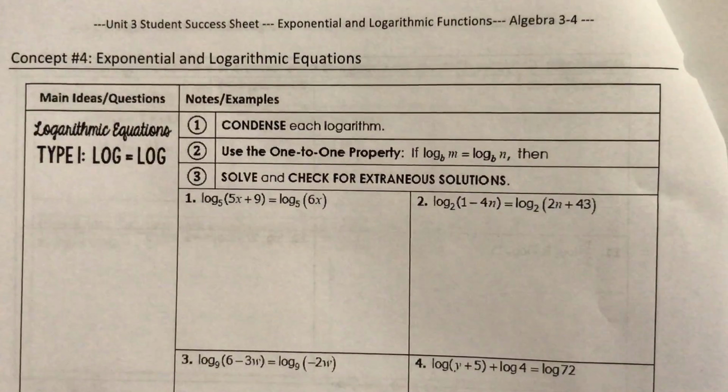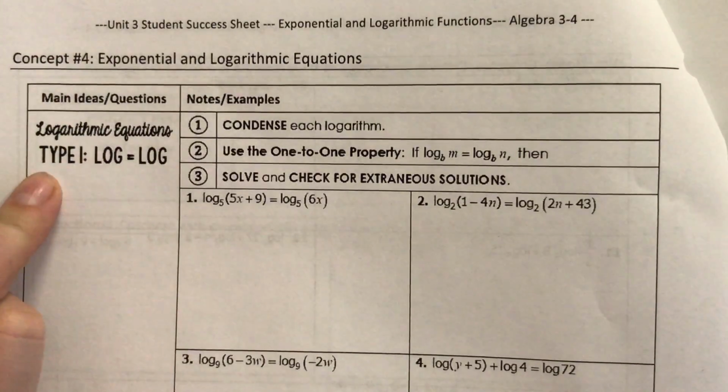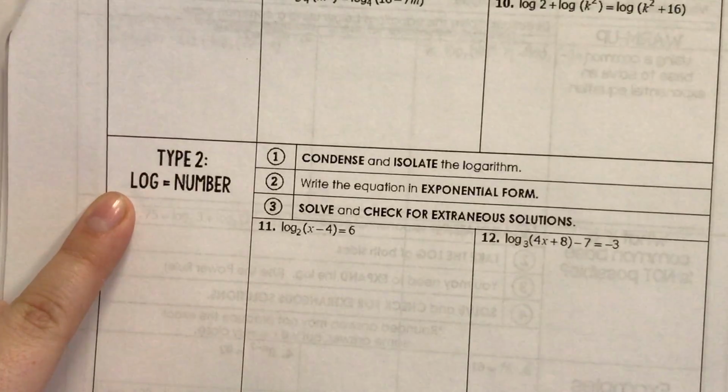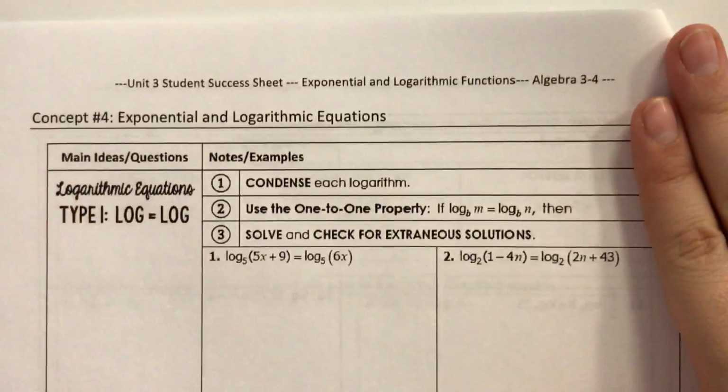Concept 4 is all about exponential and logarithmic equations. Here is how there are different types of equations. First of all, there's type 1, which is log equals log. If you turn the page, there's type 2, which is log equals a number. And if you turn the page again, we'll talk about exponential equations. There's a lot to cover in this concept.